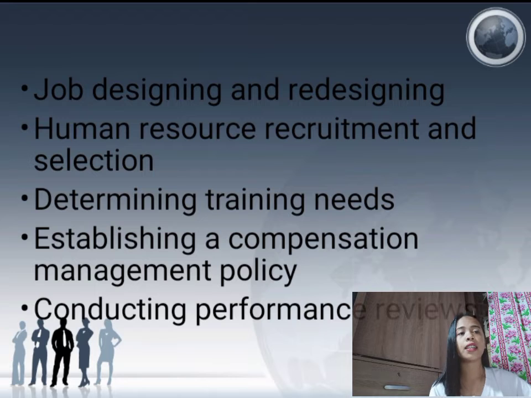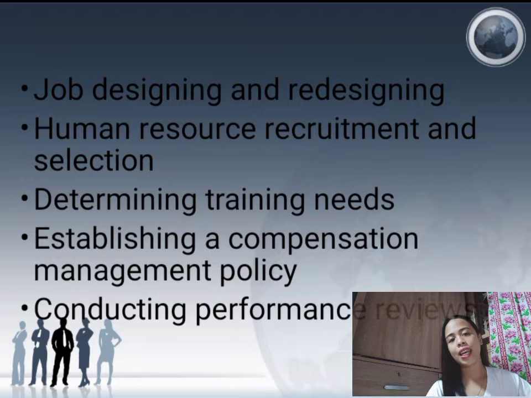Number 5, conducting performance reviews. Using data from the job analysis process is necessary for when HR professionals carry out performance reviews. Job analysis clearly defines the objectives of a job and sets scalable goals for employees that reflect their performance.